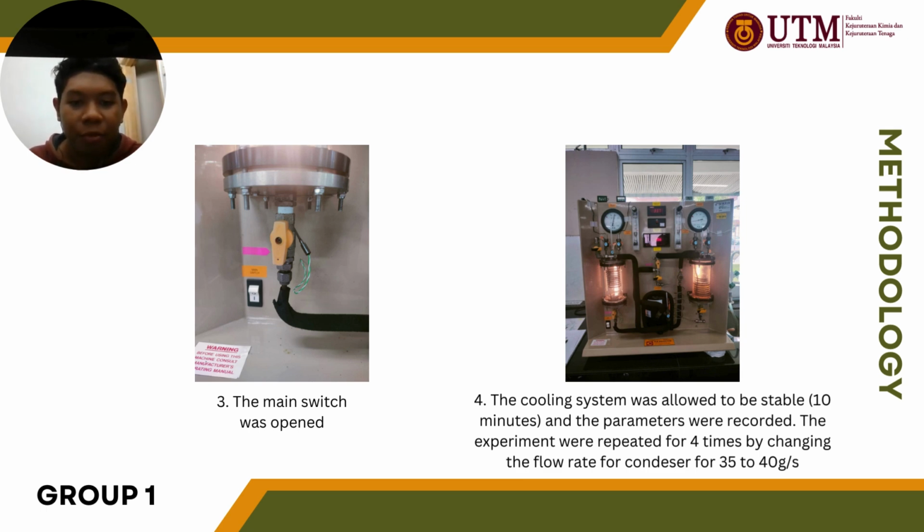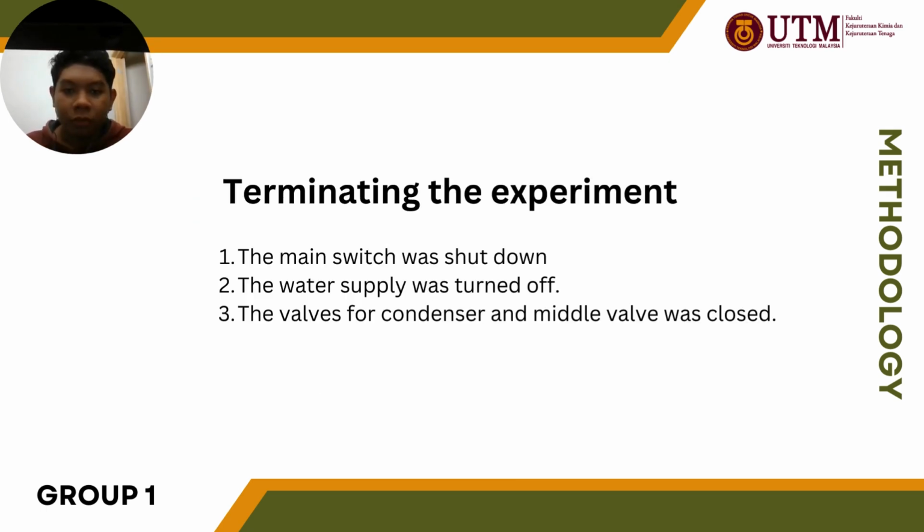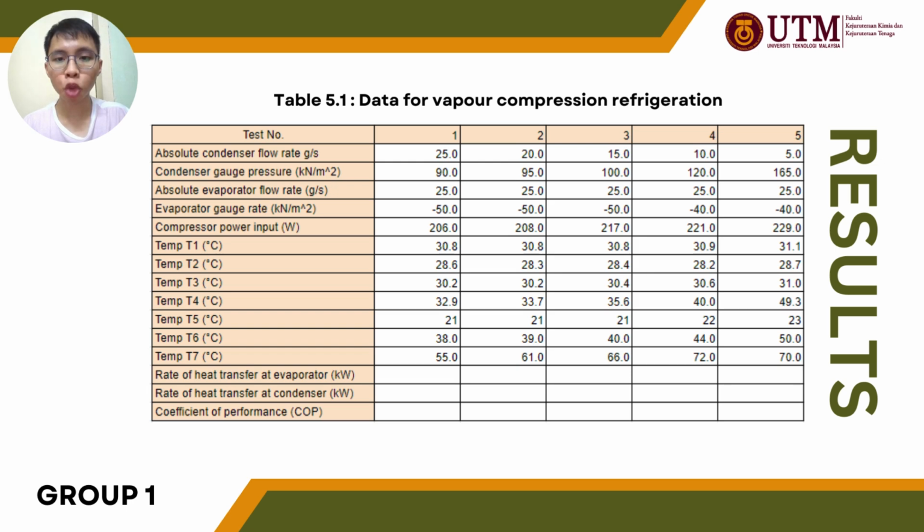The experiment was repeated 4 times by changing the flow rate for the condenser from 35 to 40 grams per second. To terminate the experiment, the main switch was turned off, the water supply was then turned off, and the valve for the condenser and the middle valve were closed. The table shown below is the data for vapor compression refrigeration.